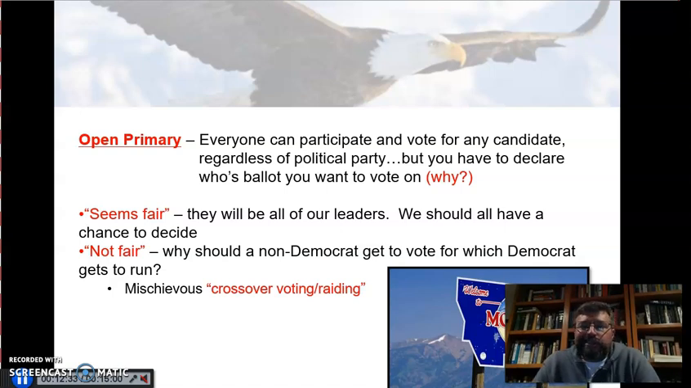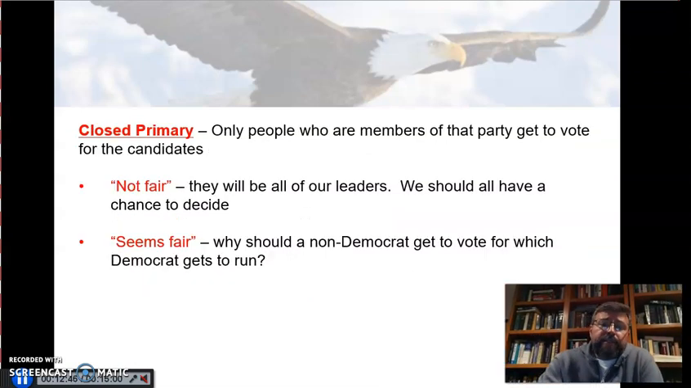Well, that doesn't seem good. Why should you let a Democrat vote for a Republican or vice versa? If you really wanted to vote for the Republican, then join the Republican Party, right? That's at least what some people say. And in that case, we have ourselves closed primaries. Now, in a closed primary, only the people who are members of that party can vote for members of that party. So only Republicans can vote for Republicans, Democrats can vote for Democrats.